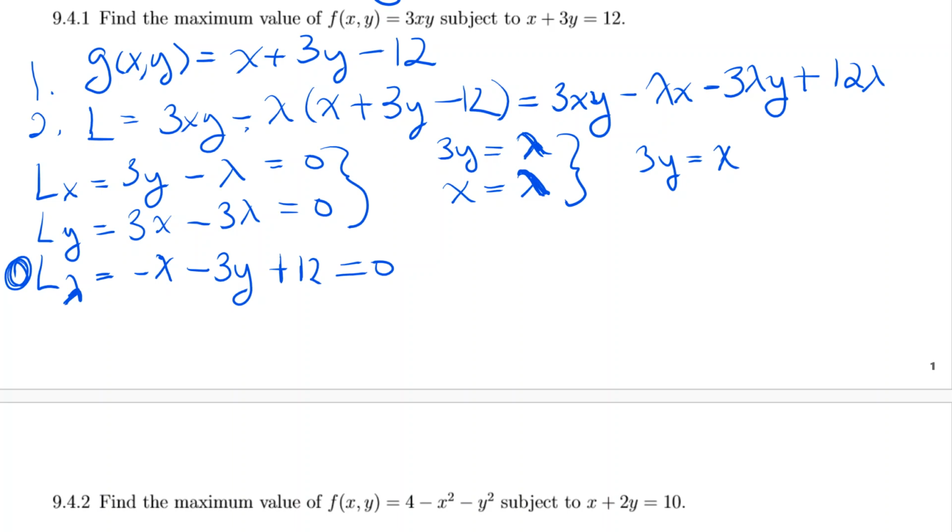So now that I got that 3y is equal to x, is that what I got? I feel like I messed something up here. Yeah, lambda, lambda, lambda, lambda.